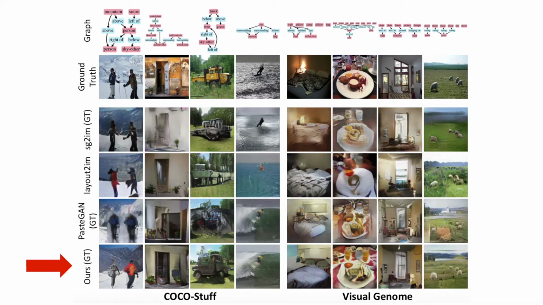Here we show an example of qualitative results. Since our retrieval approach can be optimized by the GAN training, we can synthesize more realistic images.